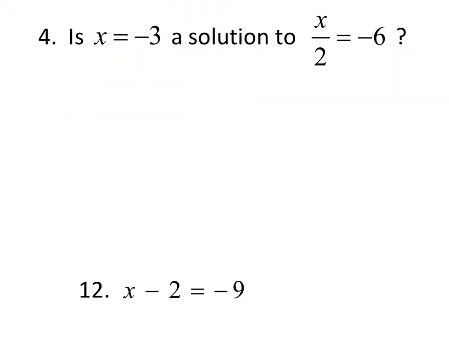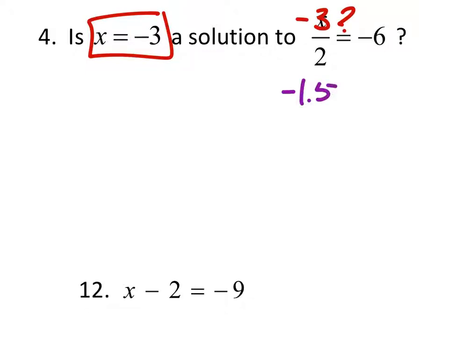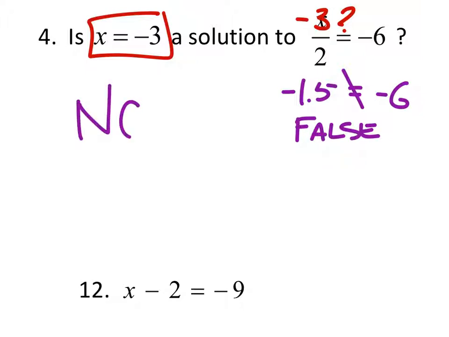So is it a solution? Yes. Is x equals negative 3 a solution to this? So again, I'm going to replace x with this negative 3. So negative 3 divided by 2, does that equal negative 6? Well, as a decimal, that'd be negative 1.5, which again, your calculator would show you. Does that equal negative 6? Nope, that one's false. Negative 1.5 does not equal negative 6, so is it a solution? No.